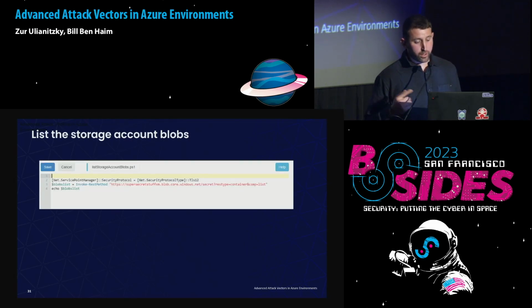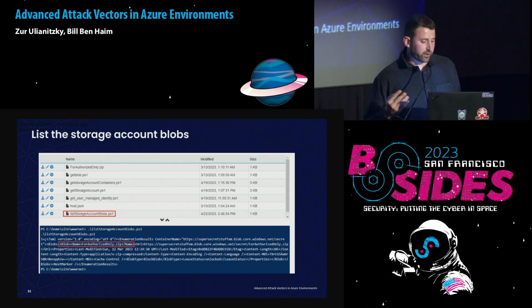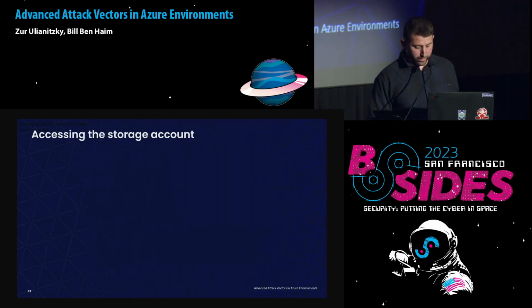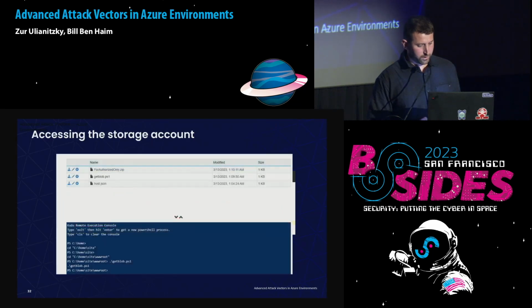So we will continue and create another PowerShell script that will send another GET request that will list all the different blobs within the container. This will actually reveal that there is a zip file stored in the container named for authorized only, and we will try to get our hands on this zip file by using the following PowerShell script that will query that specific blob. And this is good. So we executed the PowerShell script, we received the blob within it.